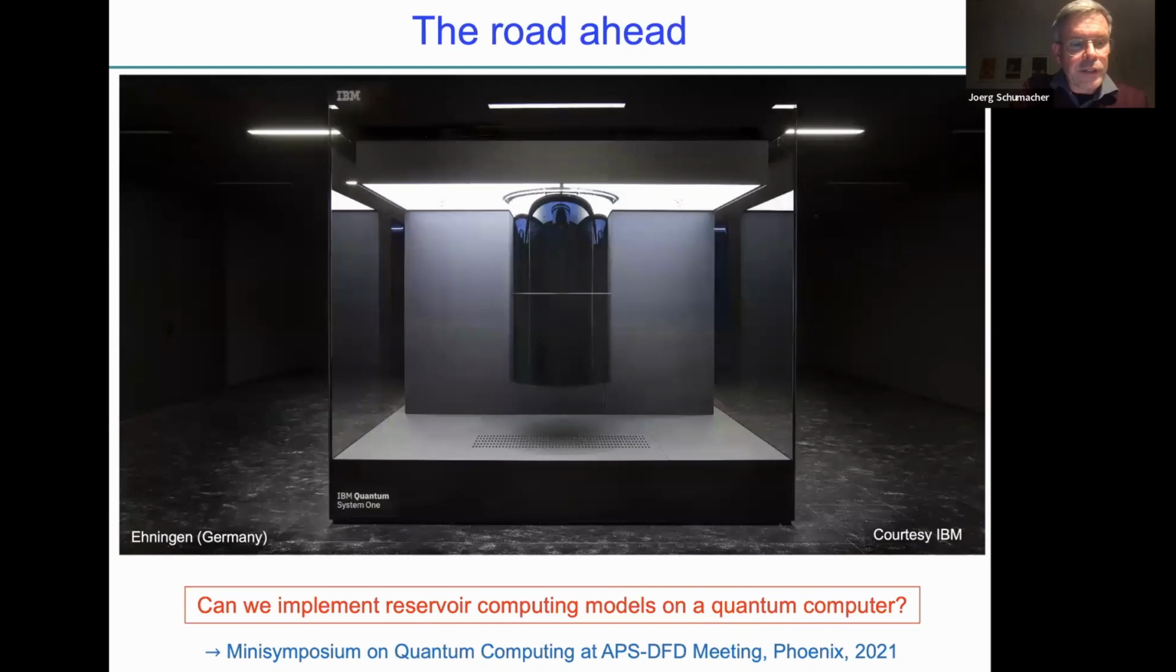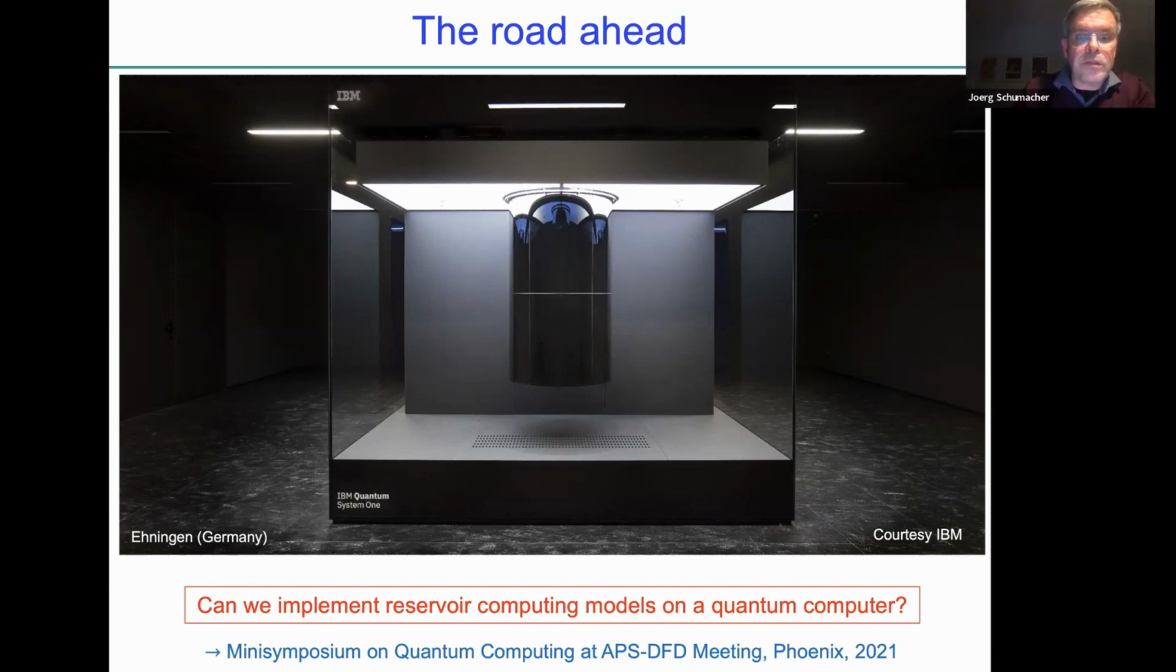So let me come to an outlook, and the outlook is something that we got into very recently. Can we implement these reservoir computing models also on a quantum computer? What you see here is the first system that has been installed outside the United States, an IBM Quantum System 1, which is now in Ehningen near Stuttgart in Germany. And we had access to that machine in October and November and could do some little tests.